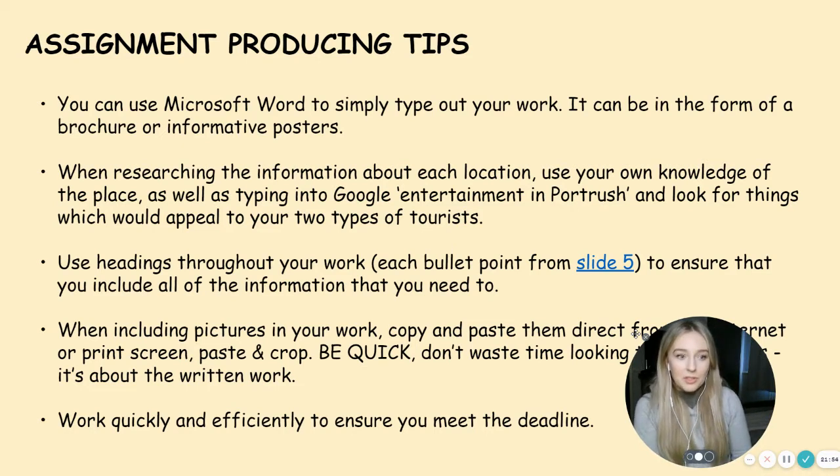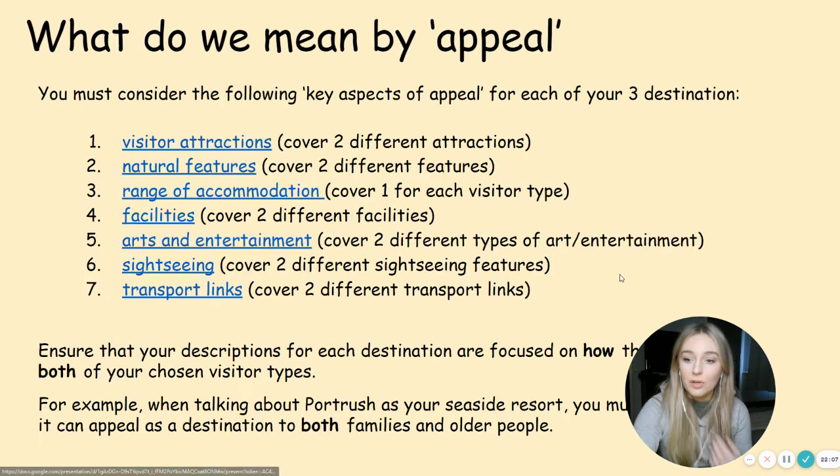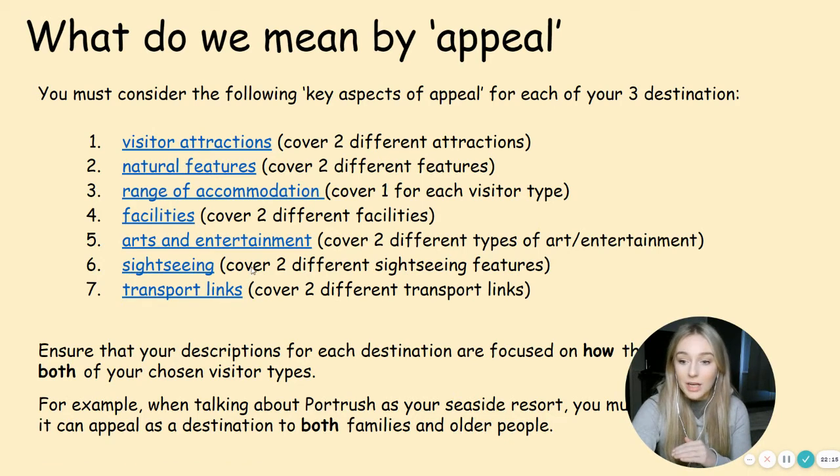Next one's quite important. Use headings throughout your work to ensure that you include all the information that you need to. So I've said use each bullet point from slide 5. If you go all the way back to slide 5, you can see that I have split it up into those 7 key aspects of appeal, and you could use those as your subtitles.